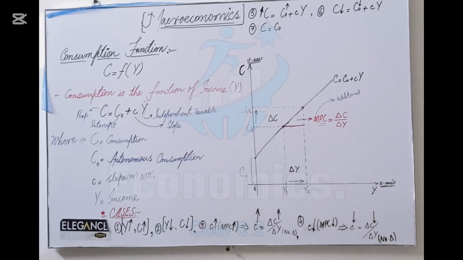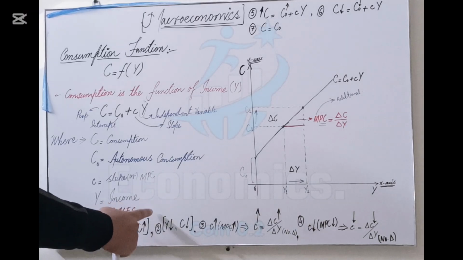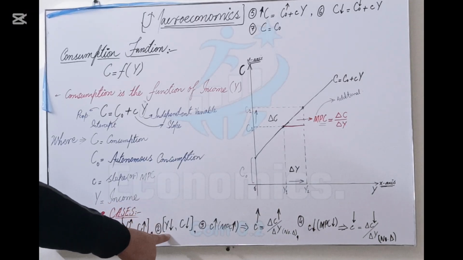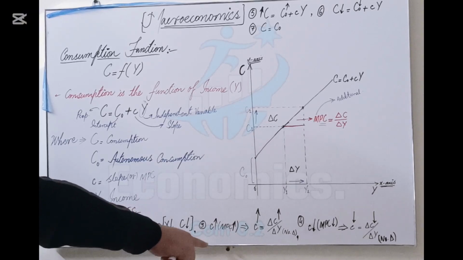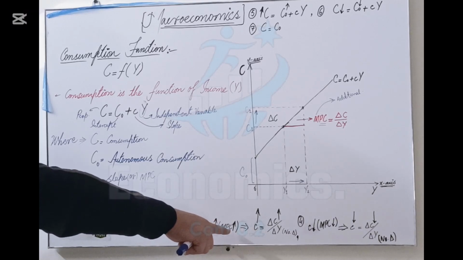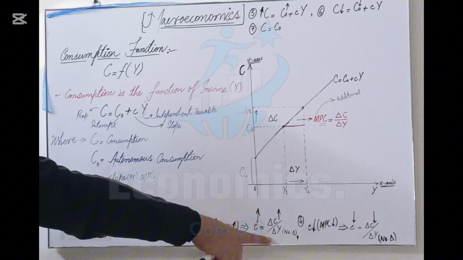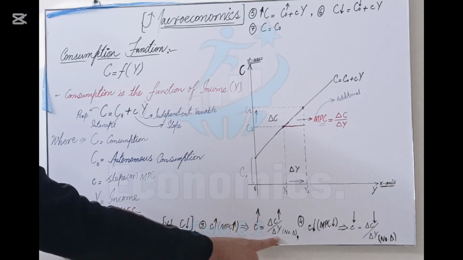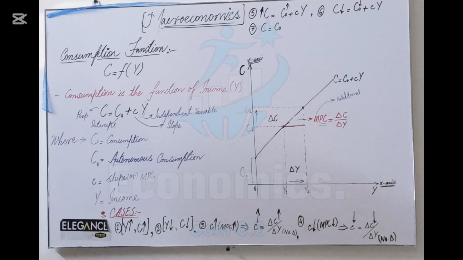There are different cases in this consumption function. First, if income increases, consumption also increases. In the second case, if income decreases, consumption also decreases. As the slope increases, the marginal propensity to consume increases, which leads to a higher consumption function.